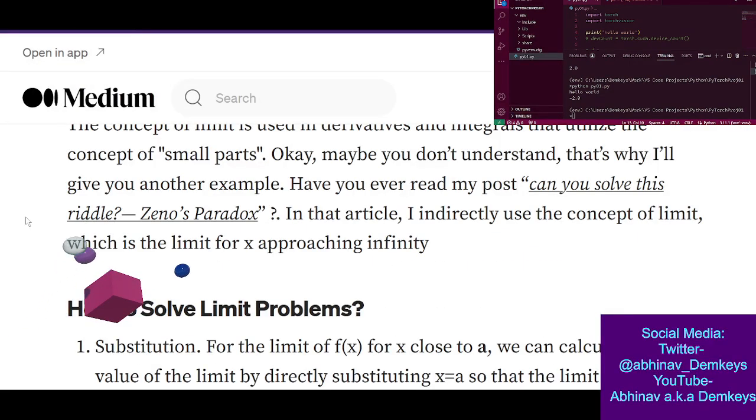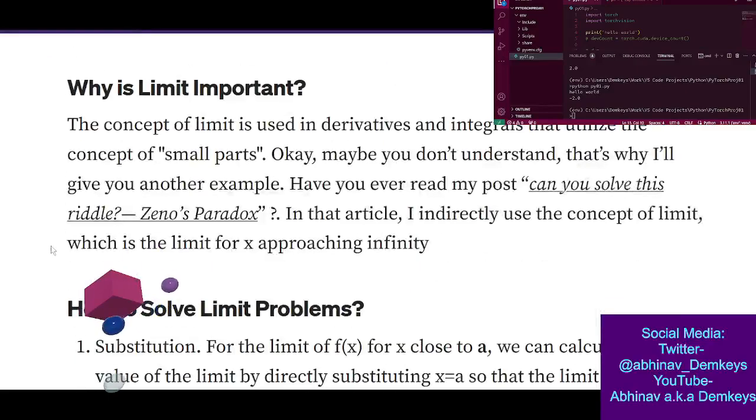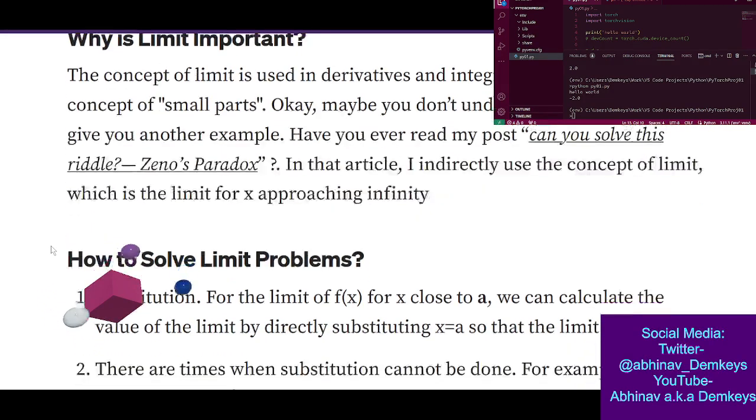Okay. Why is limit important? The concept of limit is used in derivatives and integrals that utilize the concept of small parts. Okay, maybe you don't understand. That's why I'll give you another example. Have you ever read my post, "Can you solve this riddle? Zeno's paradox." In that article, I indirectly used the concept of limit, which is the limit of x approaching infinity.